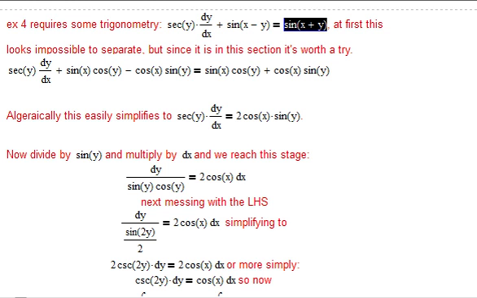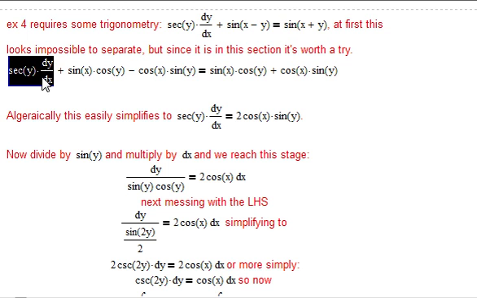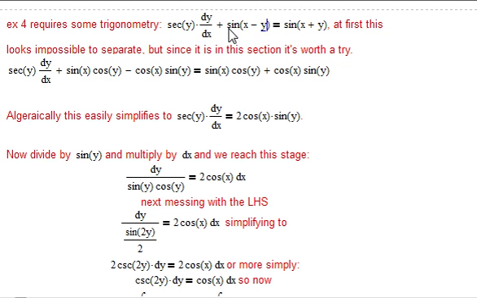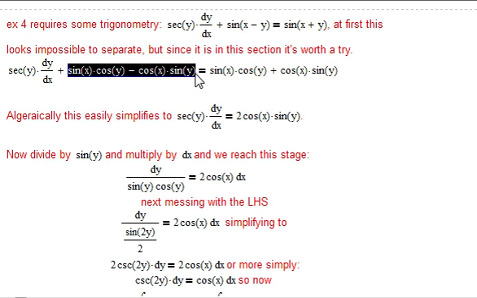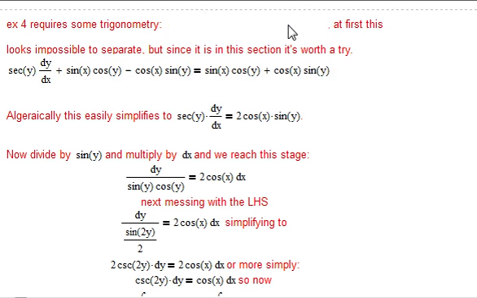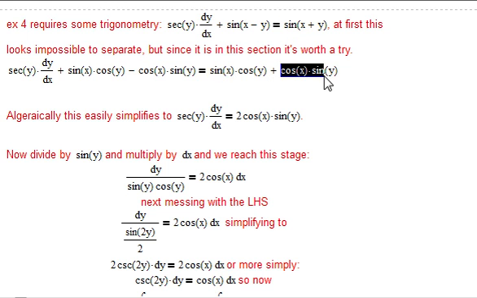And you're first thinking, how on earth are we ever going to separate that? How dare you? Well, I dare do that because I know something. So secant of y dy dx plus now sine of x minus y. That's sine of x cosine of y minus cosine of x sine of y. Doesn't that simplify things a little bit? And this equals sine of x plus y. Well, that's sine of x cosine y plus cosine x sine of y.